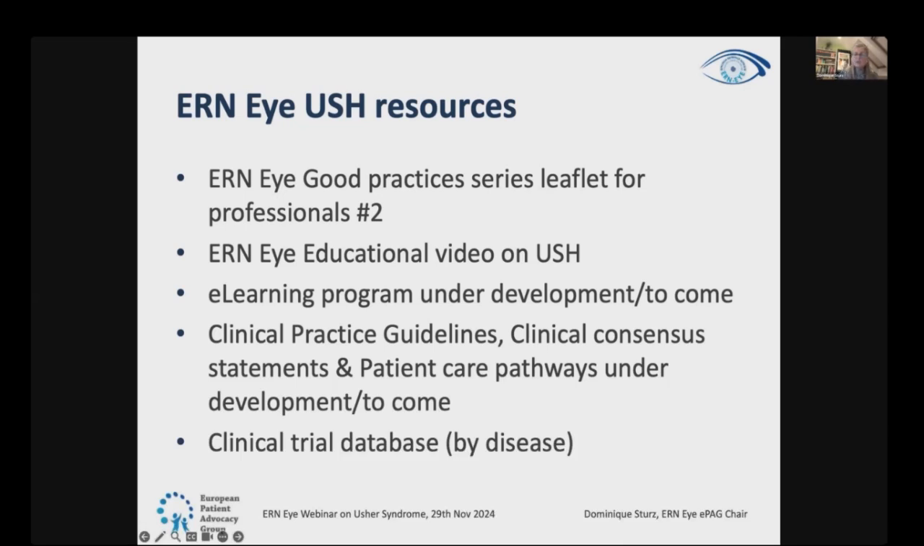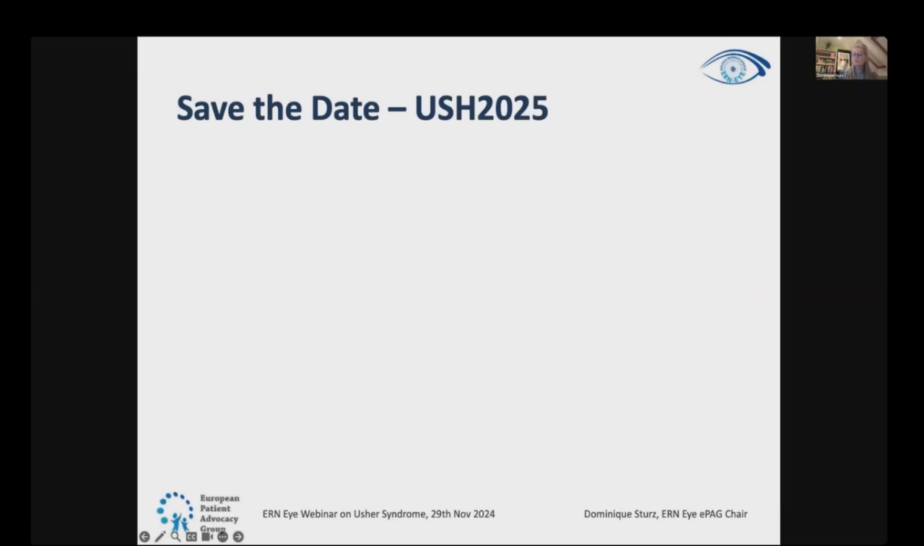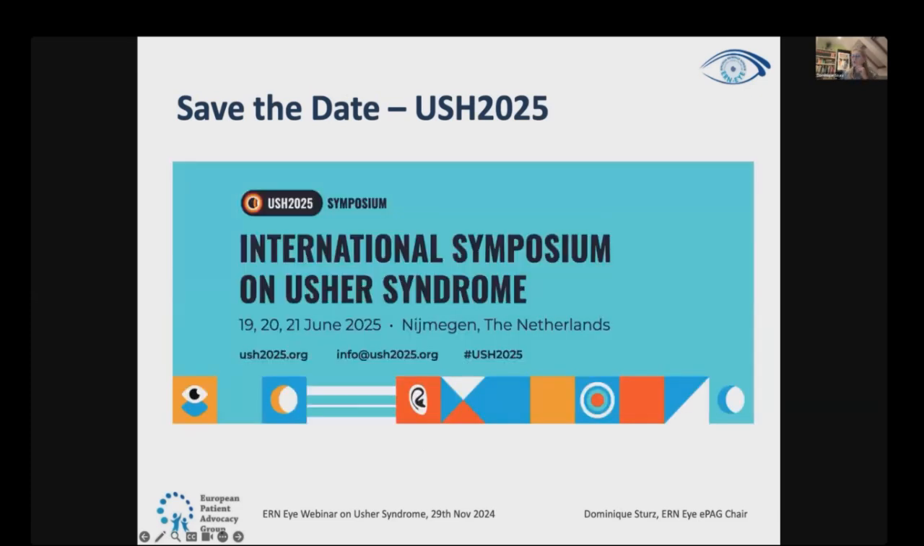And last but not least, I'd like to inform you about a very important event next year, ASH 2025, which is the International Symposium of Usher Syndrome. It's a 2-day scientific symposium and 1-day patient symposium called Congressival. And it's from 19th to 21st June 2025 in Nijmegen in the Netherlands. It's organized mainly by the Stichting Usher Syndrome and the Radboud Medical University Center with some scientific partners, and also with many patient partner organizations like the one I lead.